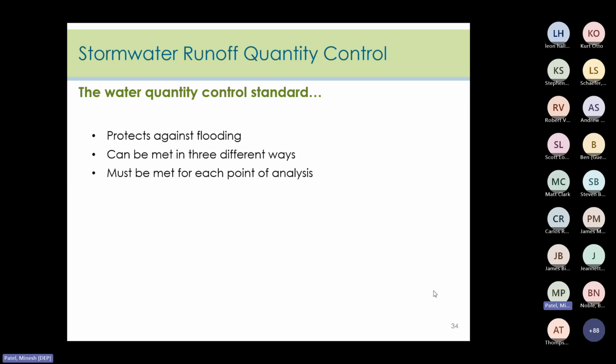In Module 1, we covered the different options a designer can choose to follow. I'll briefly go through the options to meet water quantity control, as we have found this to be done incorrectly in many of our reviews. It is important to note that the reviewer must make sure that all points of discharge from the site meet the water quantity control standard, and if not, then the project is not going to be compliant.